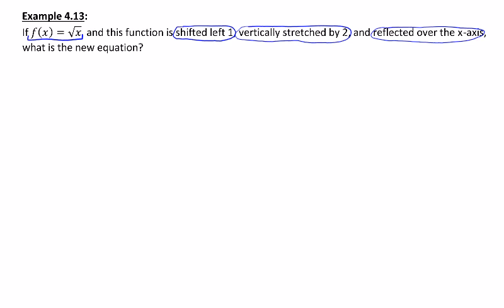In example 4.11, you already knew the equation, and then you had to determine what the parent function was, and then you had to write down the different transformations, 1, 2, 3, or whatever order we put them in. And this is just the exact opposite. This time you know the parent function and you know the transformations, you just need to write the equation.